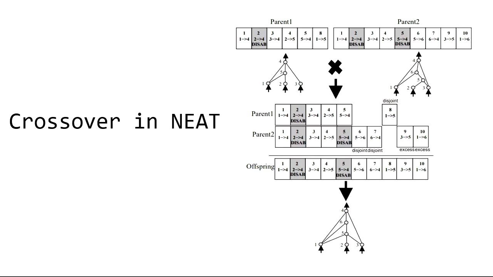So you line the parents up by their innovation numbers, and then you randomly pick between the two. So if parent 1 and parent 2 both have a thing in innovation number 1, you randomly pick between the two. And if one of the parents has something in an innovation number where the other parent doesn't, you just take it from the higher fitness parent, which makes sense.